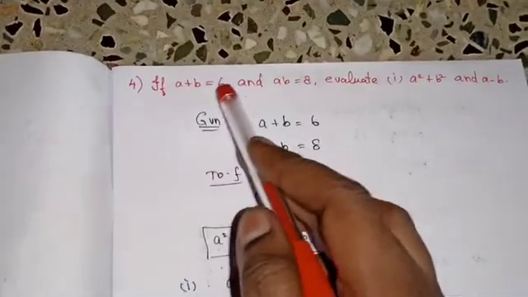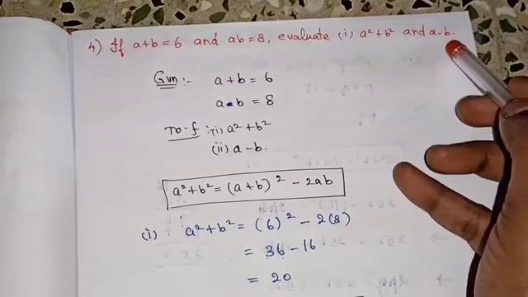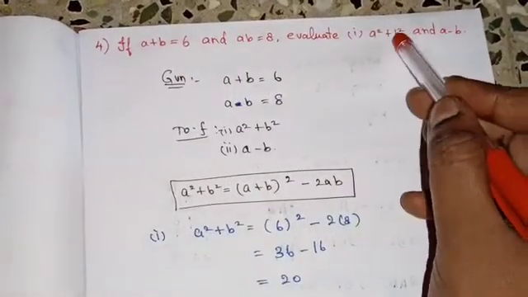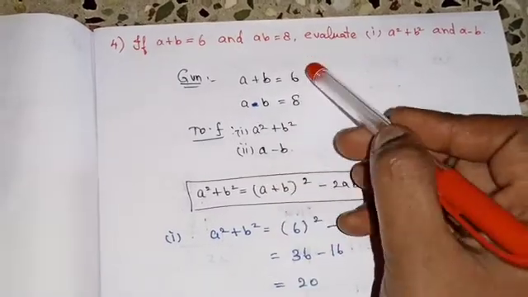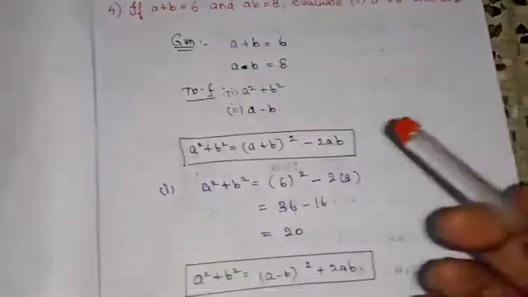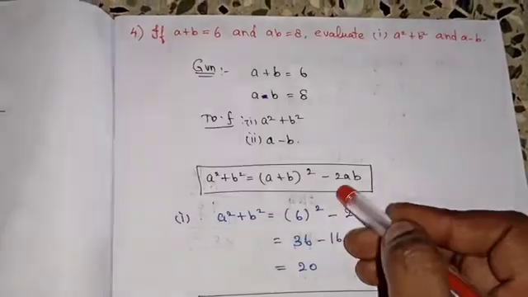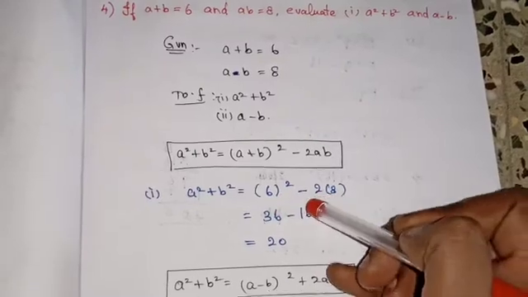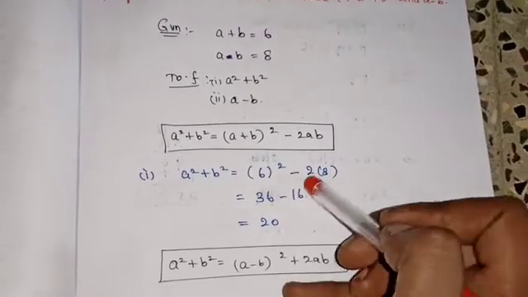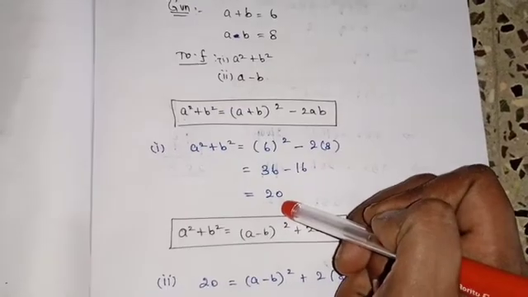Fourth sum: if a plus b is equal to 6 and ab is equal to 8, evaluate a square plus b square and a minus b. First of all, a square plus b square, the given is a plus b and ab. So you're using the formula a square plus b square is equal to a plus b the whole square minus 2ab. So substitute the given: 6 square minus 2 into 8. 6 square is 36, 8 2s are 16. So 36 minus 16, you get 20 as the answer.